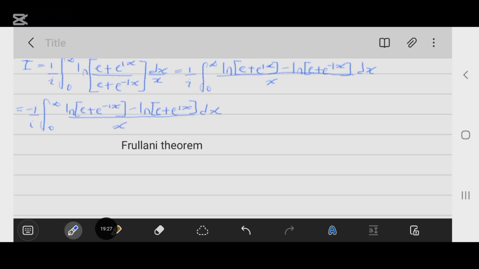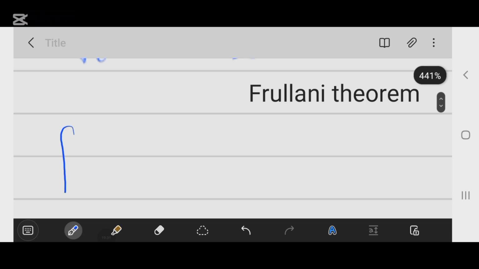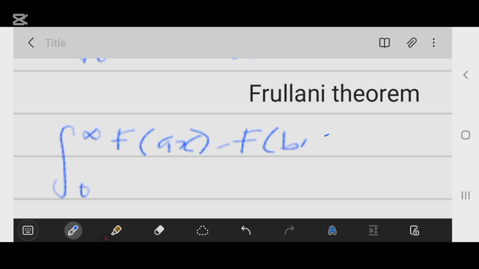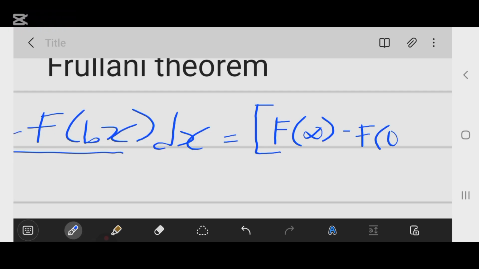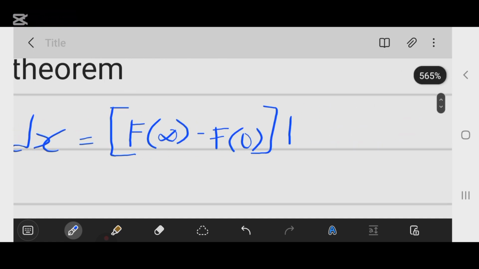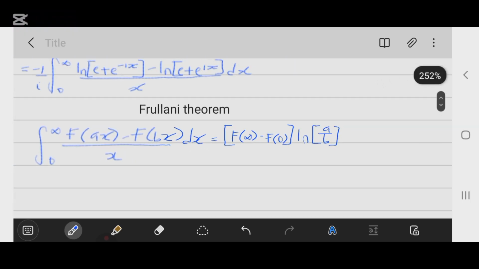It's known as Frullani theorem. It states that when we have to integrate over the positive real numbers for a function that takes this form, the result then is the same as function infinity minus function 0 multiplying ln a over b. How does this relate to our integral?